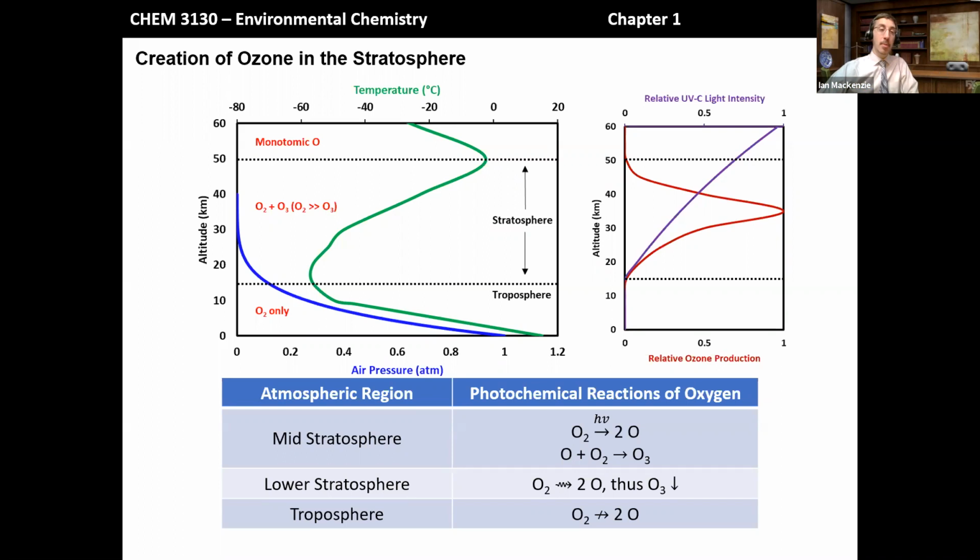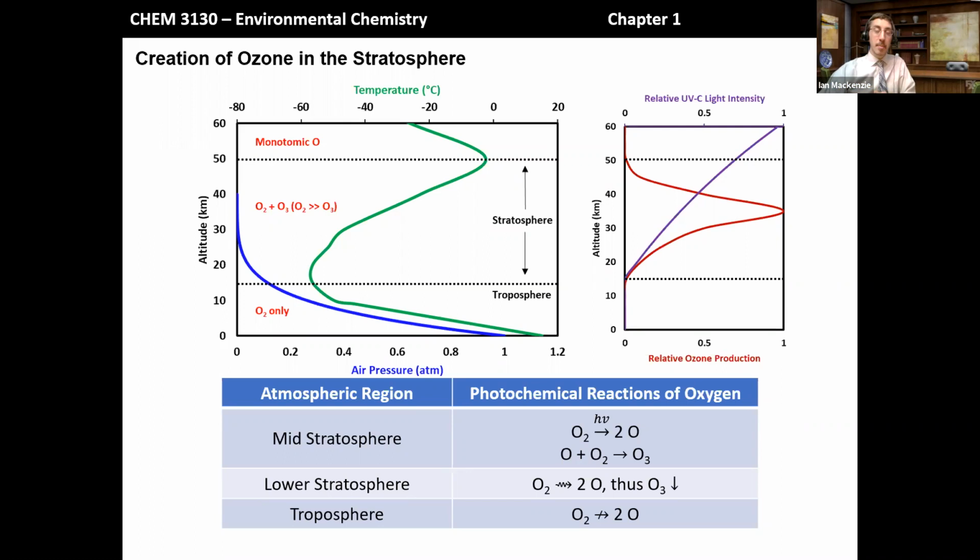Now, once you get down below the stratosphere into the troposphere, the UVC light intensity has essentially all been filtered out. So there is no more photochemical dissociation of O2, and hence we have no ozone production below the stratosphere, in the troposphere, at least in the upper regions of the troposphere. We have ground level ozone production, but that's an entirely different process, generally not photochemical at all.